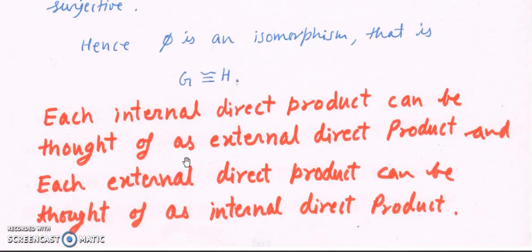So it means each internal direct product can be thought of or can be written as an external direct product, and each external direct product can be thought of as an internal direct product. So I am stopping it here, the part 2. Now in the part 3, we will do the direct product of n copies and arbitrary direct product, countable copies, direct product of countable copies of group.